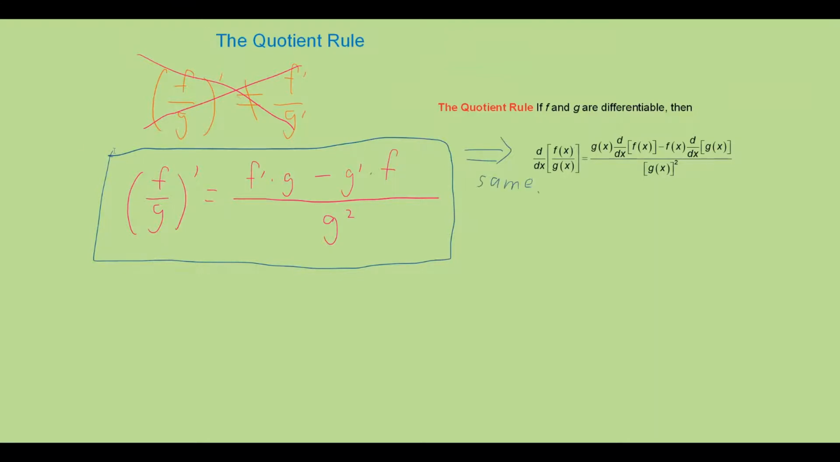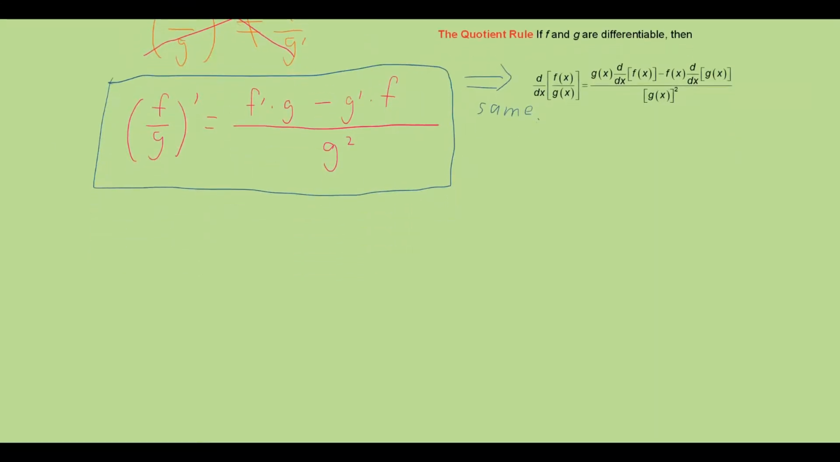More importantly is whether we know how to apply it or not. So let's do this. Let's say y is (x squared minus x minus 2) over (x squared plus x minus 2)... the denominator is x cubed plus 6. And we want to find dy/dx.